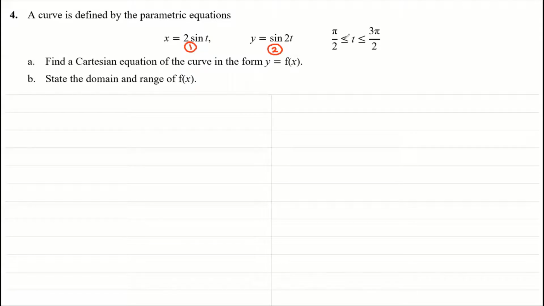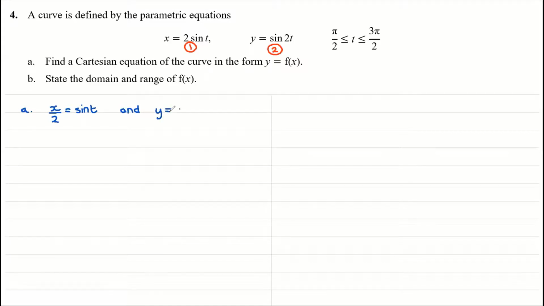So for part A, we have x equals 2 sine t. So I'm just going to divide both sides by 2. So we have x over 2 is equal to sine t. Okay, so that was from equation 1. And for equation 2, nothing else we can do here. It's already the subject.